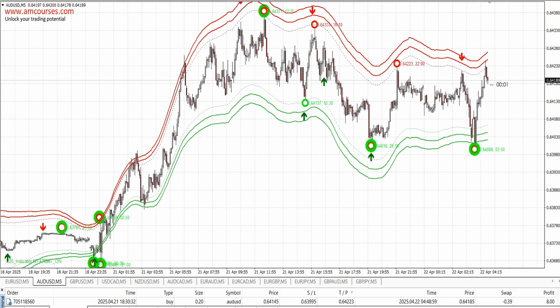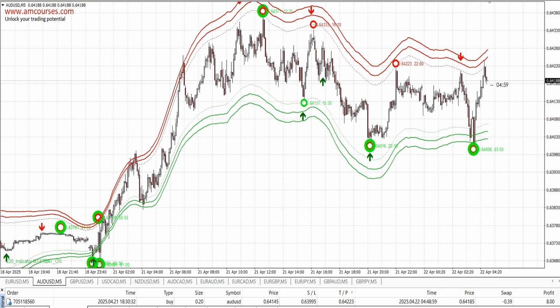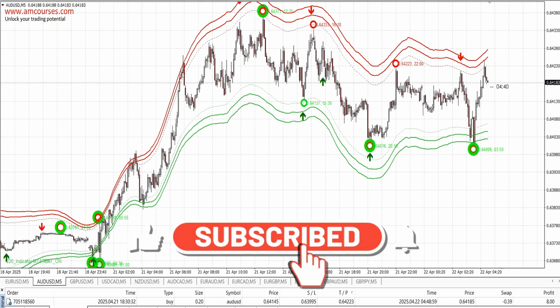This is a perfect example of how discipline and rule-based trading can lead to consistent profits. Remember, we didn't rush into the trade. We waited for the right setup, followed the rules, set our stop loss, and exited with confidence. That's the power of this indicator strategy. It helps you spot high-probability setups with clear entry and exit points.